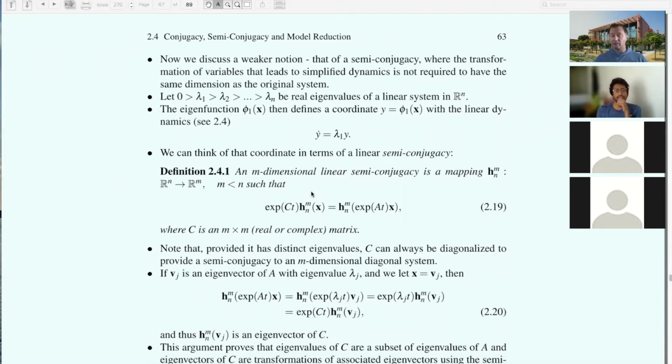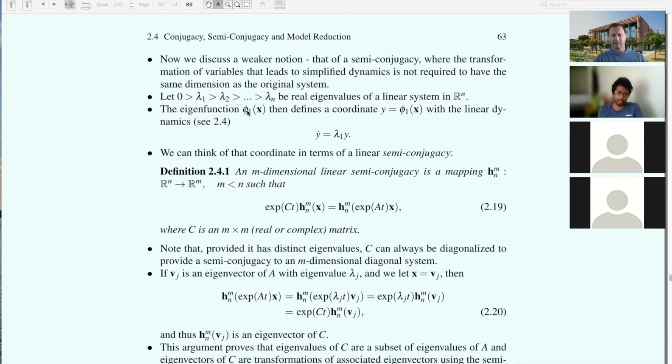So now we're going to weaken a little bit our requirements on what the mapping between these two spaces, that mapping H, needs to be. So we're going to talk about semi-conjugacy, not conjugacy. Let's work again in a simple situation where lambda_1, lambda_2 to lambda_n are real eigenvalues, and they're all, let's say, less than 0. So we have a stable system. They're all real and less than 0.